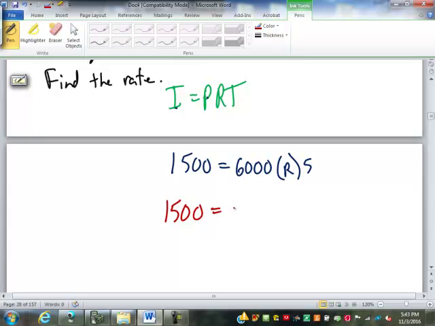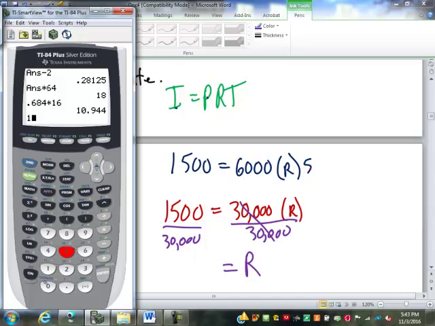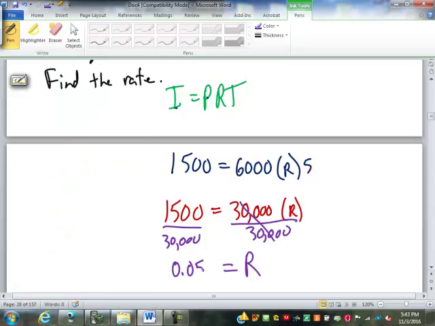So once again, I combine what I can combine. The 1,500 is going to sit by itself, but I can do 5 times 6,000 is 30,000, times R. Then what? Divide by 30,000. Good. R equals 0.05, which is 5%. Any questions? Let's have you try some.